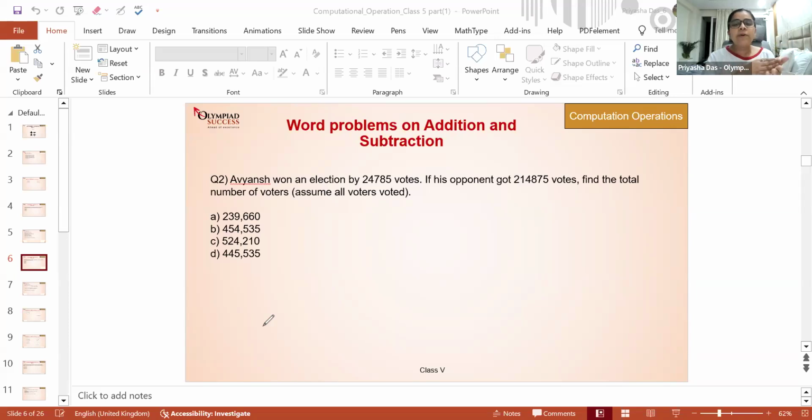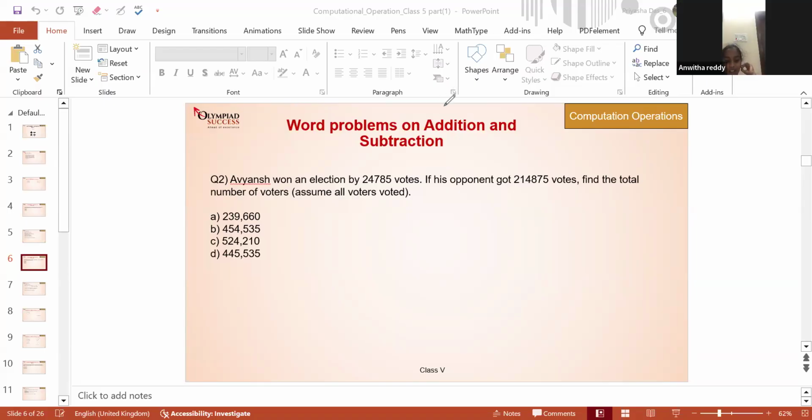So, when you read newspapers, you would see that today India won by 2 runs. So, winning by 2 runs means that India scored 2 more runs than its opponent. So here also the same thing. If Avyansh won the election by 2 votes, that means he got 2 more votes than his opponent.